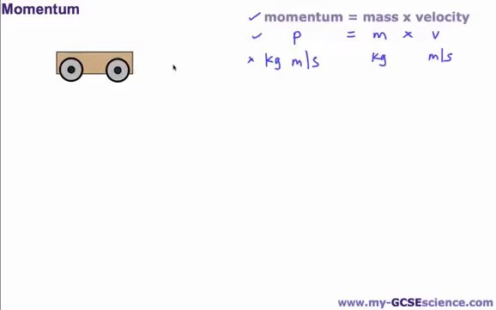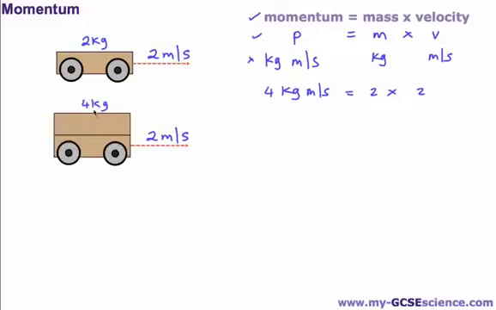So for this trolley here, how do we work out momentum? Very simple, we need the mass and the velocity. I've given an example of 2 for each. So if we're working out the momentum for this object here, it will simply be 2 times 2, and the momentum therefore would be 4 kg meters per second. We can also change the momentum, and all we'd need to do is change the mass.